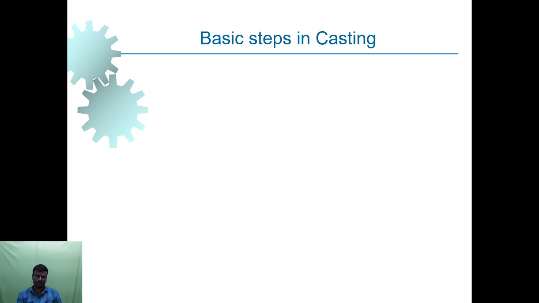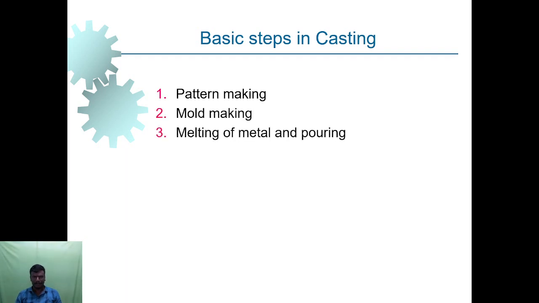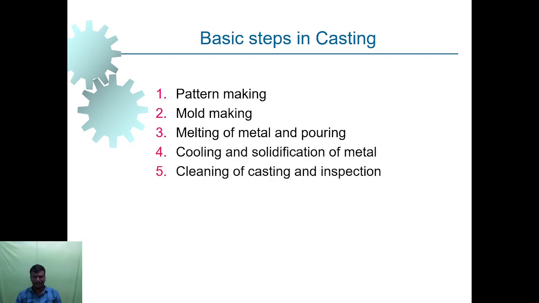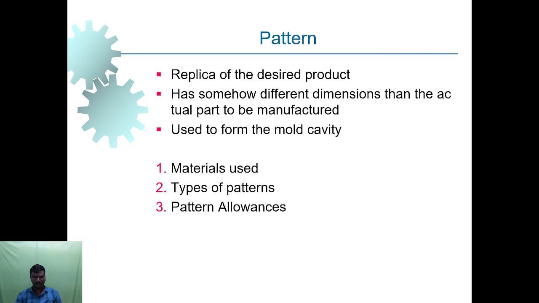Basic steps in the casting process. The first one is pattern making. Next is mold making, melting of the metal and pouring, cooling and solidification of the metal, cleaning of the casting and inspection. Next, the materials used for pattern. A pattern is the replica of the desired product and has different dimensions than the actual part to be manufactured, used to form the mold cavity.